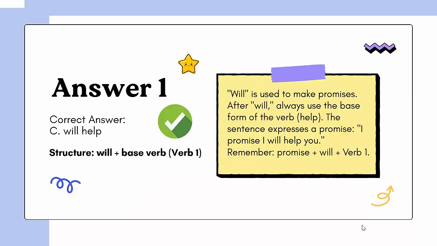The answer is C. Will help. Structure: will plus base verb or verb 1. Explanation: will is used to make promises. After will, always use the base form of the verb help. The sentence expresses the promise. I promise I will help you. Remember, promise plus will plus verb 1.